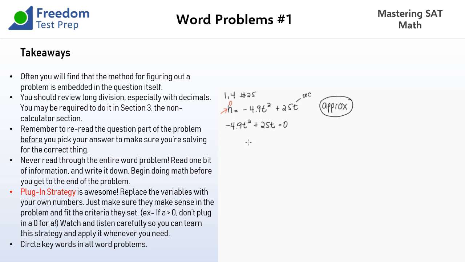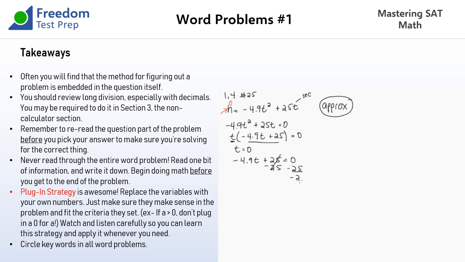So what should we do? I see that we can pull out a t in each, right? So if we pull out a t, we end up with negative 4.9t plus 25 equals 0. And then we set each of these equal to 0. So t is equal to 0, that's fine. And then we have negative 4.9t plus 25 equals 0. And great, we can absolutely do this, right? Easily solvable for t now.